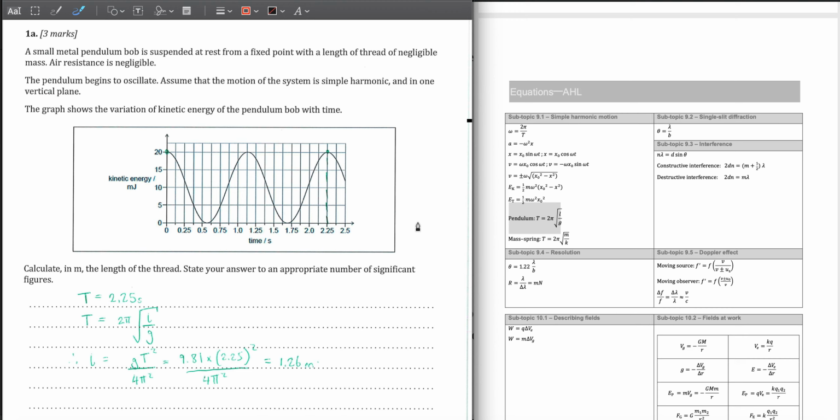Now, a common problem with this question is the correct identification of the period. As you can see here, I've identified the period as being 2.25 seconds. This may seem quite confusing because if we look on the graph, you'll notice that our kinetic energy actually does two oscillations, if you like, in that time. So I thought we could address that.